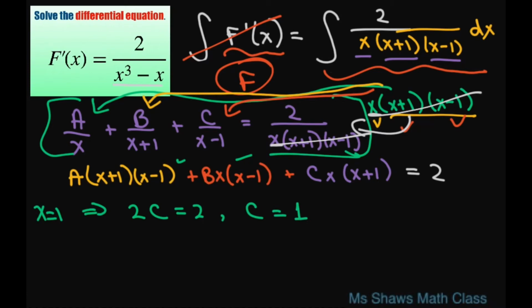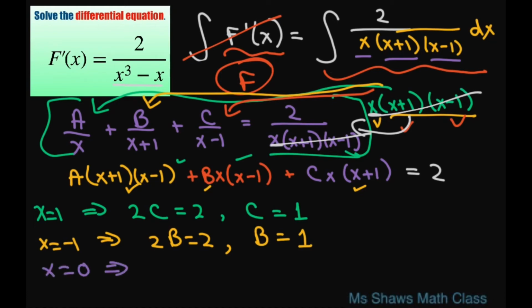If you let x equal negative 1, let's see, which ones are going to go away? These two will go away. So you're going to get your b, and you're going to have 2b equals 2. Therefore, b equals 1. And finally, let's let x equal 0. And that means these two will go away. And you're going to get negative a equals 2. So a equals negative 2.